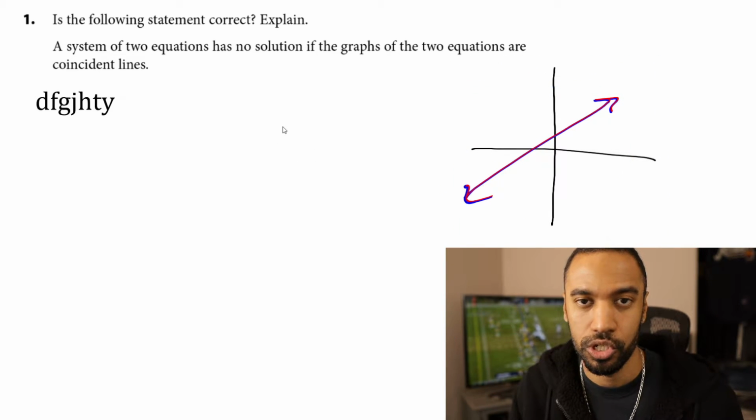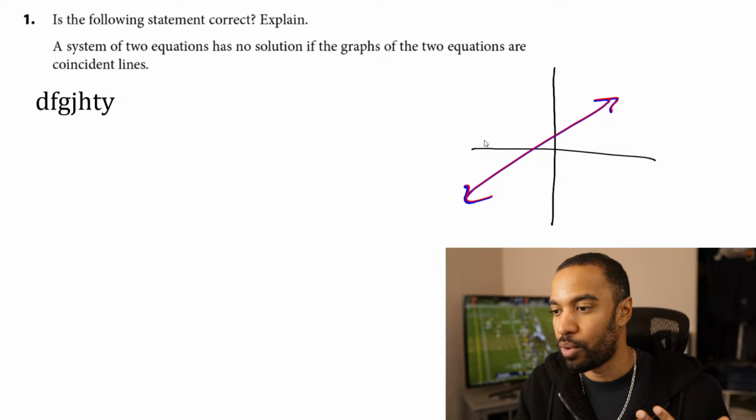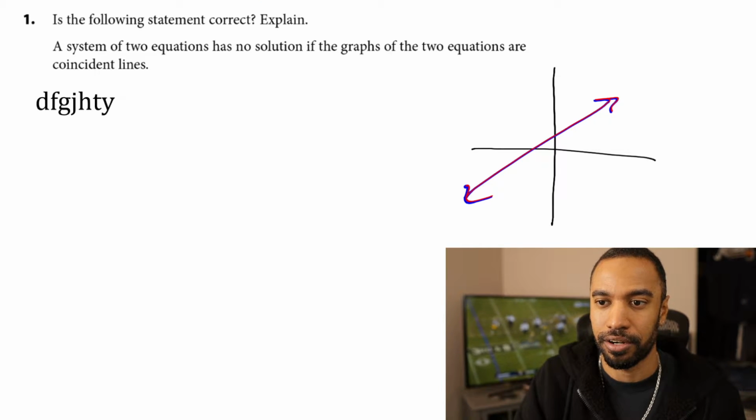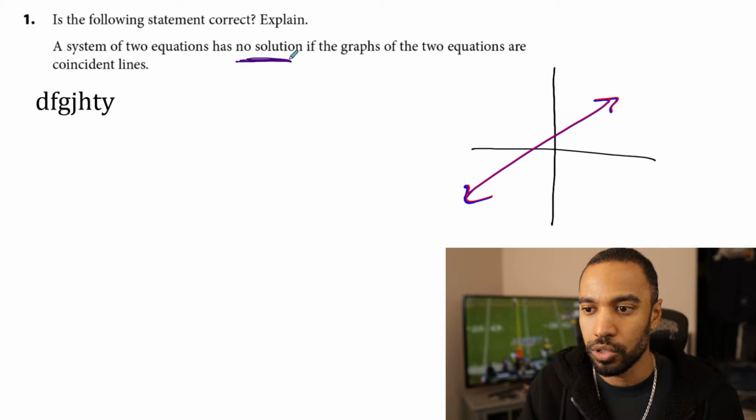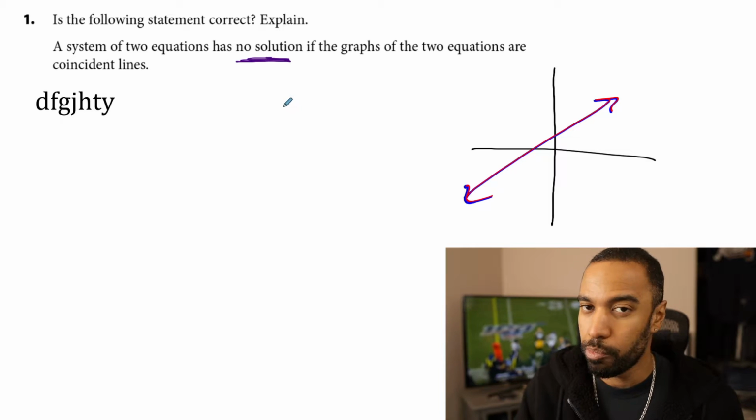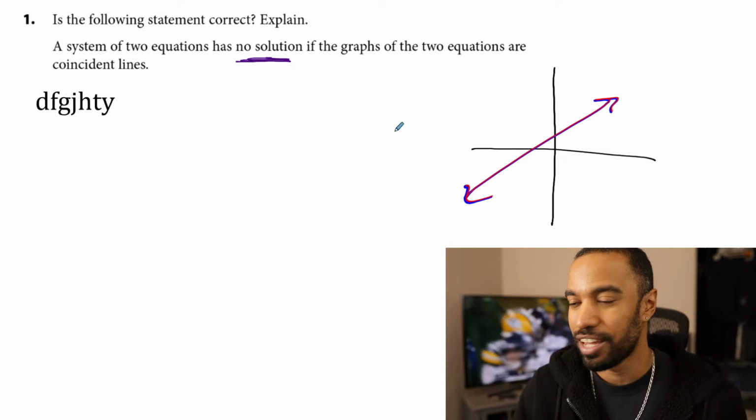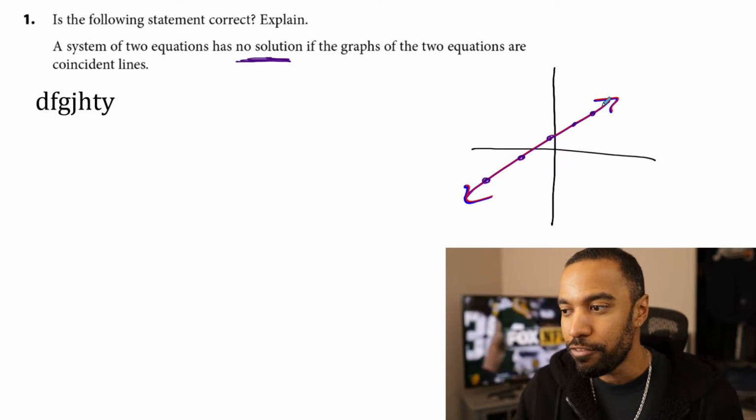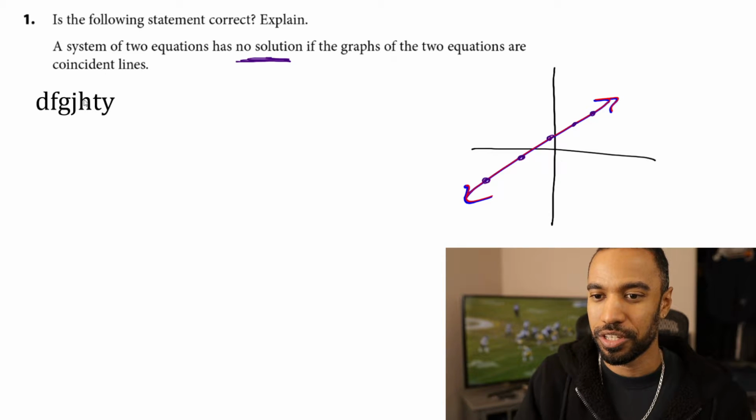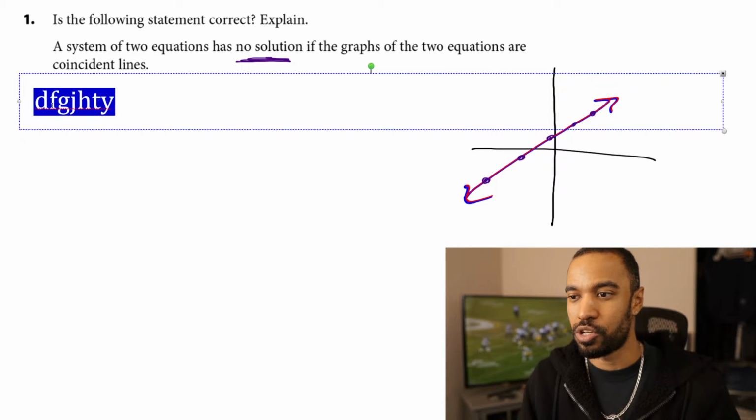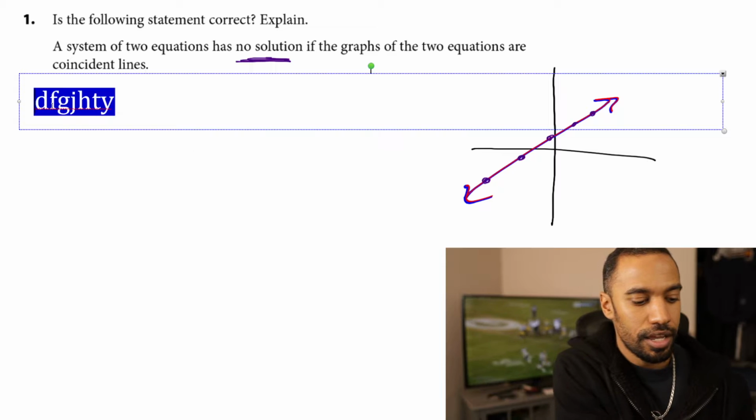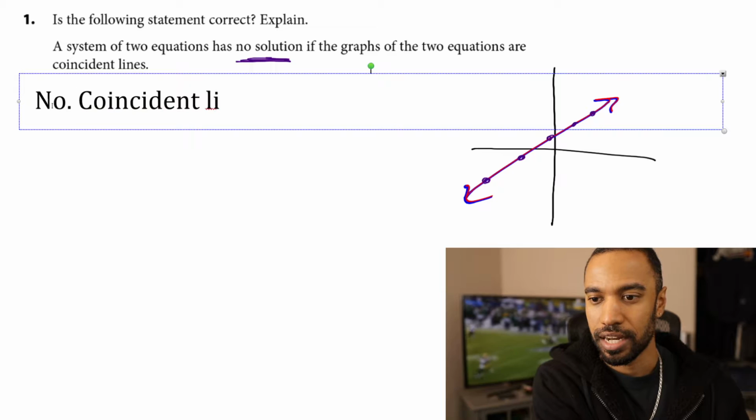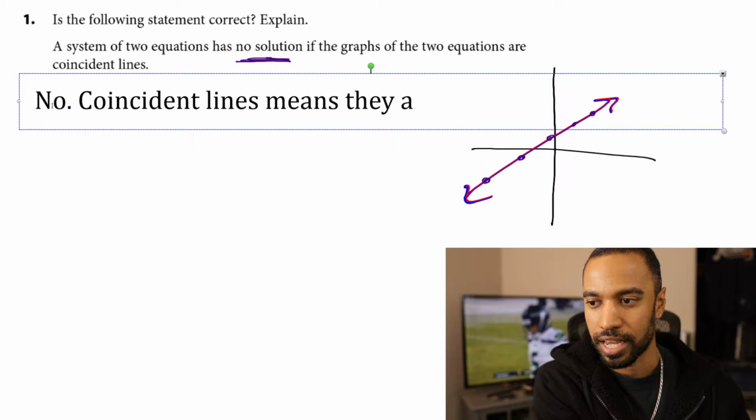Now, to be a solution to a system of equations, you have to have a point of intersection on that graph. The question is, do these two lines never intersect? That's what they're asking. If it has no solution, that means they never intersect. Do these two lines intersect? Oh, yeah. They intersect everywhere. They intersect here, and here, and here, and here, and everywhere on the line. So to answer this question, a system of equations has no solution if the graphs of two equations are coincident. No, that's not correct.